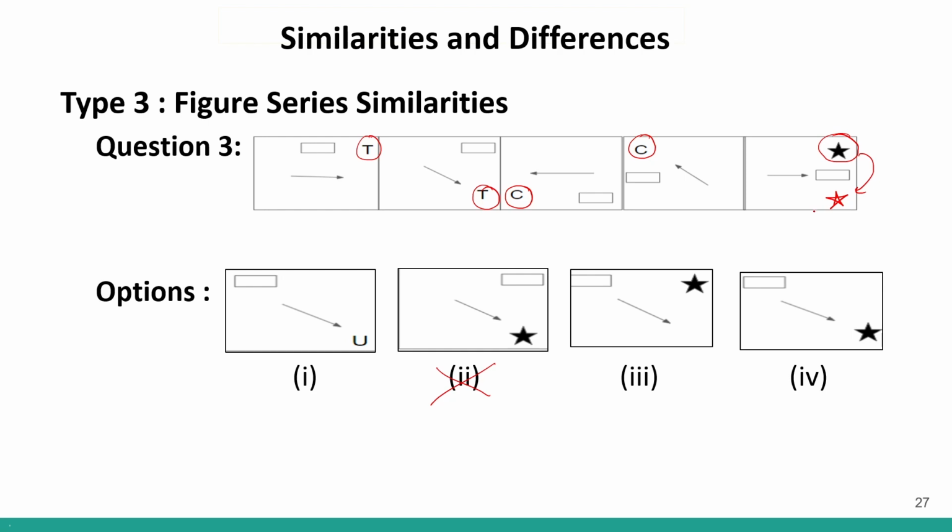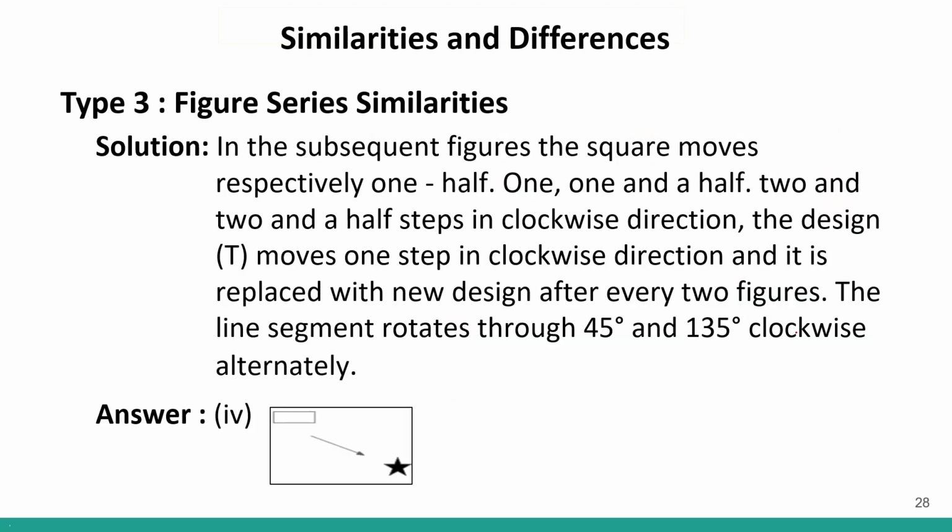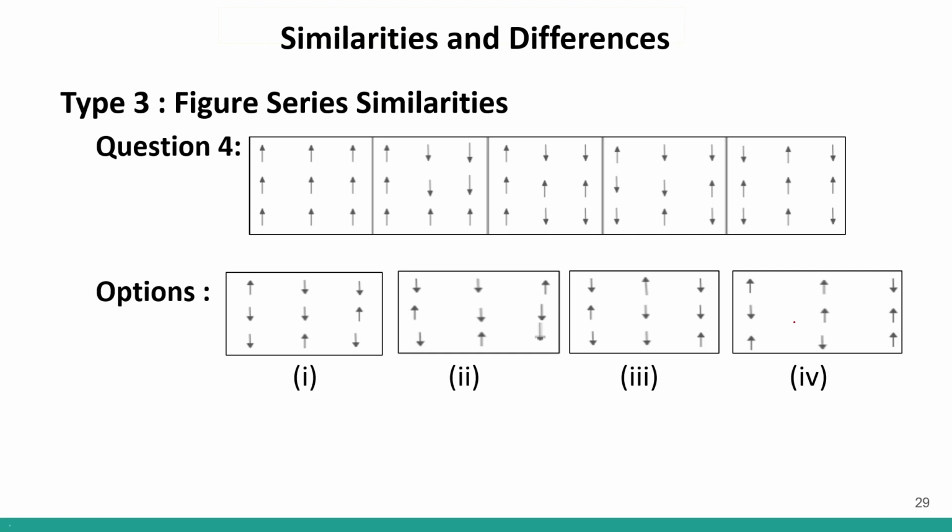It should come here. So out of all the given options, only 4 has star over here, rectangle over here, and this is facing the southeast direction. So our answer will be option number 4. Option number 4 is the correct answer. Now, in this question, we have to find the next element.